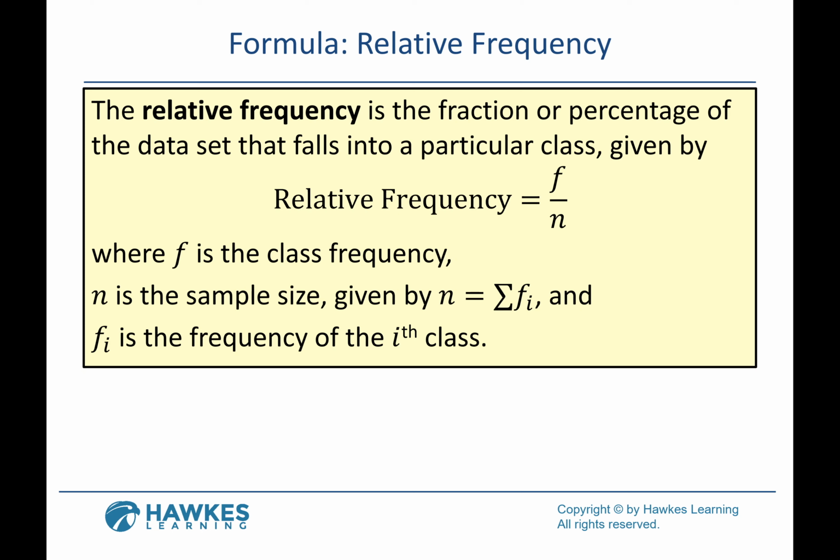So to get the relative frequency, we just take how many data values we have in that class and divide by the total number of data values in the data set. That's it. This symbol, we'll talk more about later. It just means addition. So if you need to know how many data values you have in your data set, add up all the frequencies. We've already talked about that.